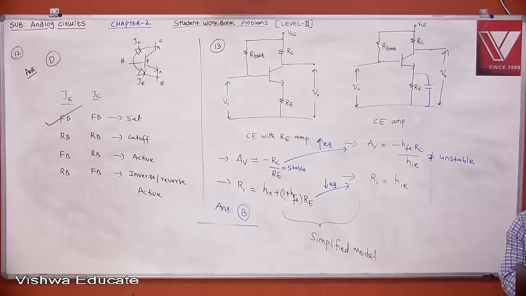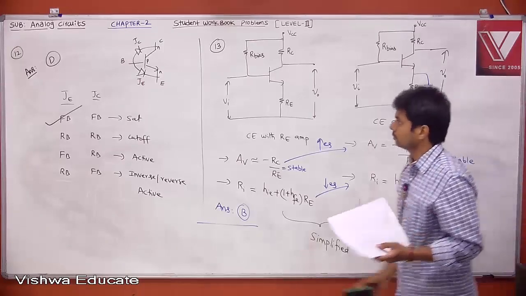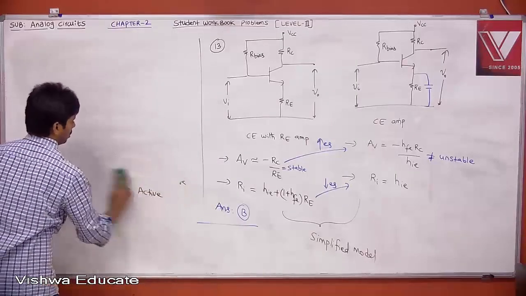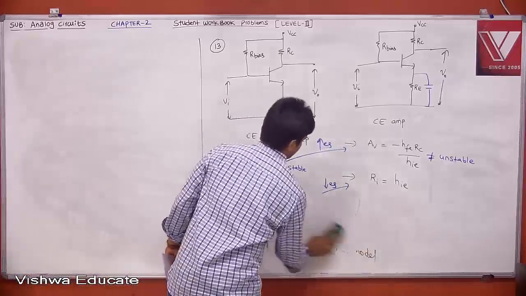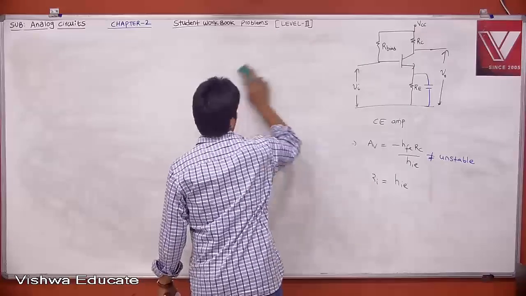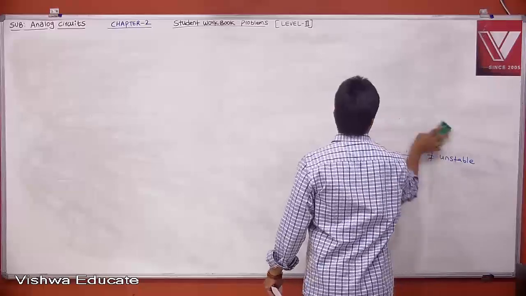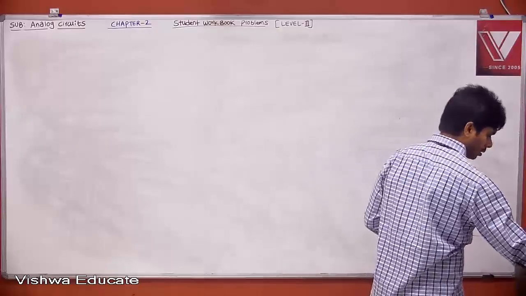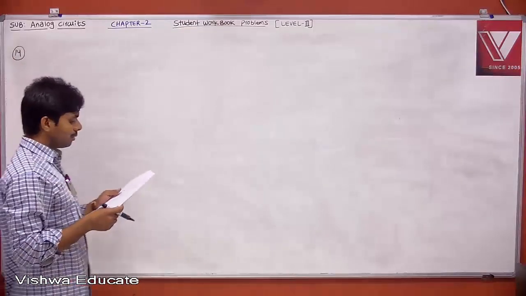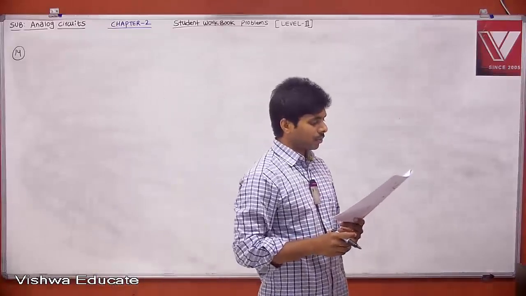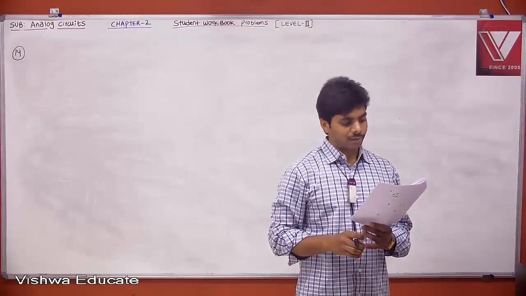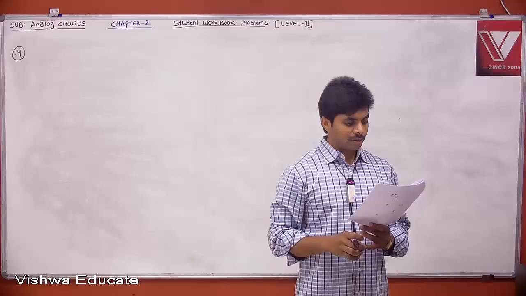Done? Okay. Problem number 14. From measurement of rise time of output pulse of an amplifier whose input is a small amplitude square wave, one can estimate the following parameter of the amplifier: gain bandwidth product, slew rate, upper 3 dB frequency, lower 3 dB frequency.